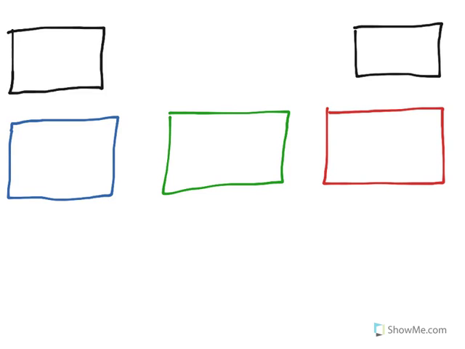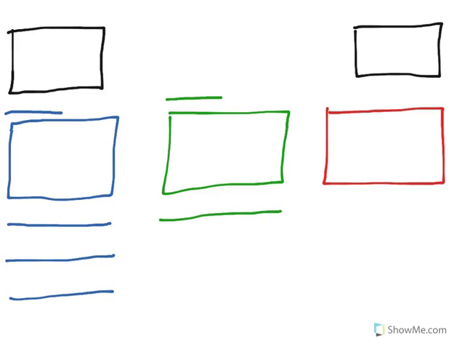add some lines. So under each box, we're going to draw three lines. And above each box, we're going to draw a small line in the same color. And the last one is red.